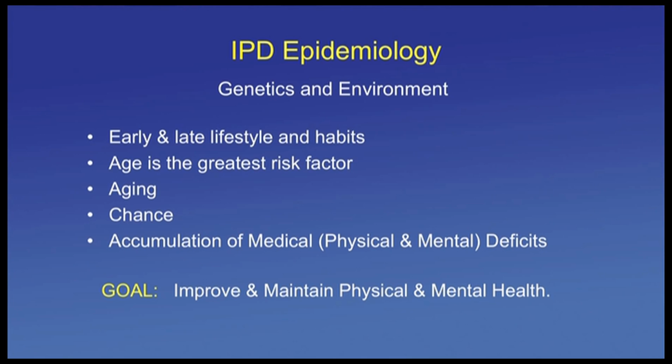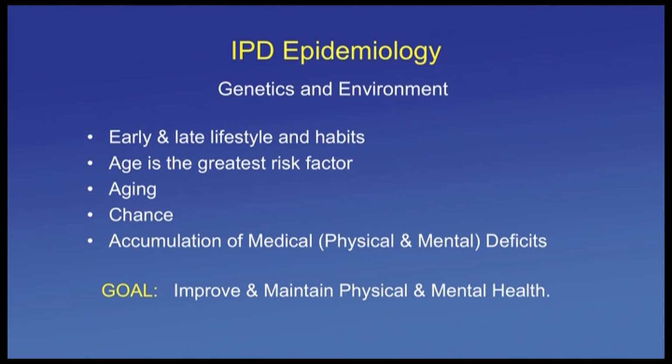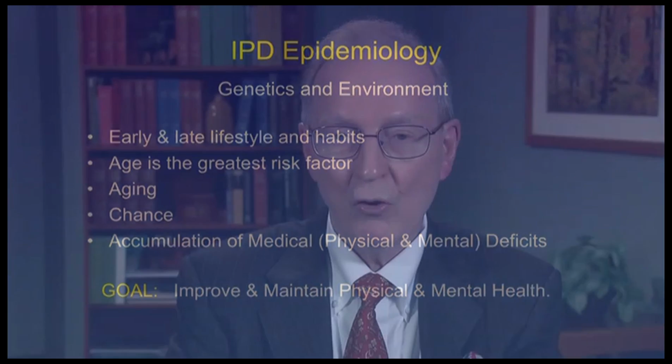Early and late lifestyle and habits play a significant role. Age is the greatest risk factor. The aging process, everybody ages a little different, but the aging process and how we accumulate comorbidity makes a difference. And maybe some of these diseases and cases occur by chance. We don't know the actual cause of many of them, so we have to say there is some reason they have it, and it could be by pure chance. However, the accumulation of medical deficits, mental or physical, play a big role in our journey of our disease and how we deal with the disease.